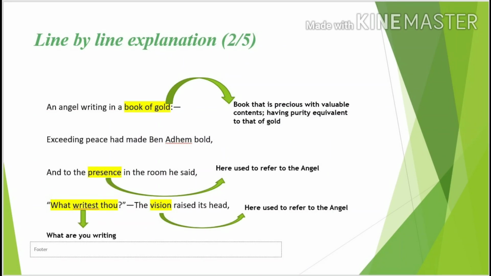Abou ben Adhem. An angel writing in a book of gold. So what did he see? He saw that an angel was writing in a book of gold. Exceeding peace had made Ben Adhem bold. You see, these rhymes are very childlike. You read the poem and you have this instant attractiveness. This poem has an instant attractiveness to it.